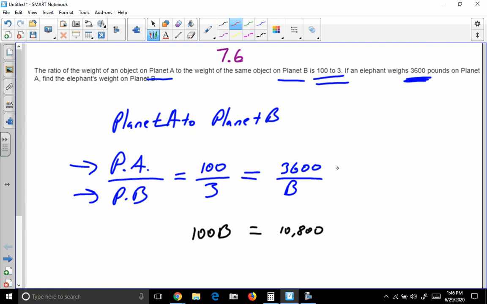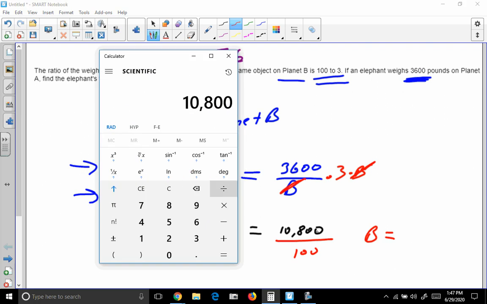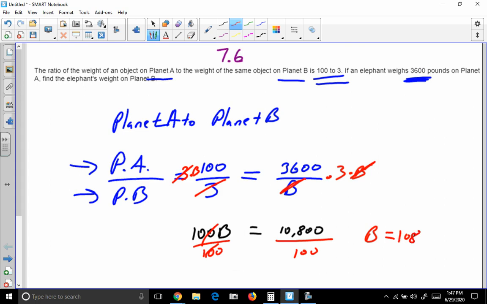You could also see it as just clearing fractions. To make the 3 go away here, we would have to multiply both sides by 3. To make the b go away, we would have to multiply both sides by b. When we do that, the 3's would cancel, leaving us 100 times b. The b's would cancel, leaving us 3,600 times 3. To get b by itself, divide both sides by 100. So b is 10,800 divided by 100, so 108. So an elephant on this other planet would only be 108 pounds.